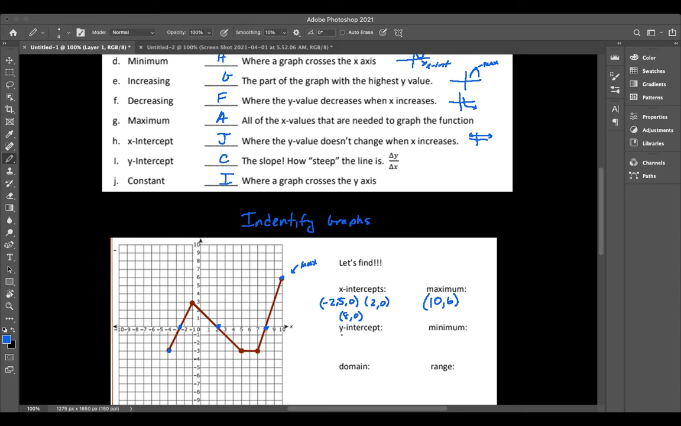Okay, where's the y-intercept? Y-intercept is where it crosses the y-axis. It only crosses the y-axis once, right at this point. That's the y-intercept right here. So that would be 0, 2.